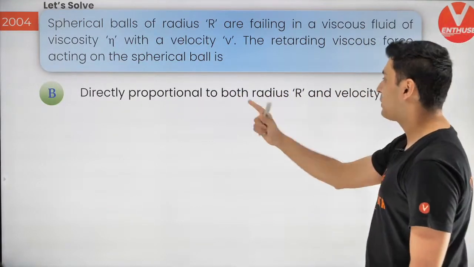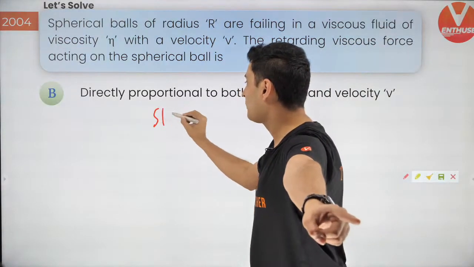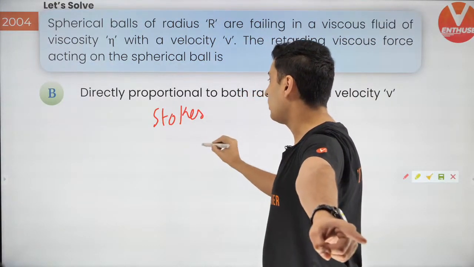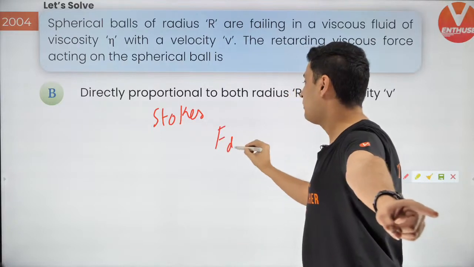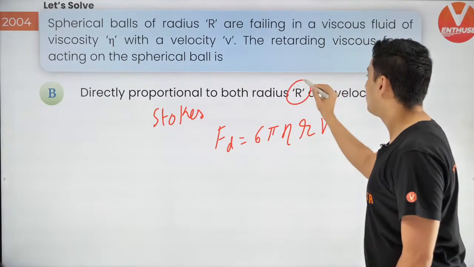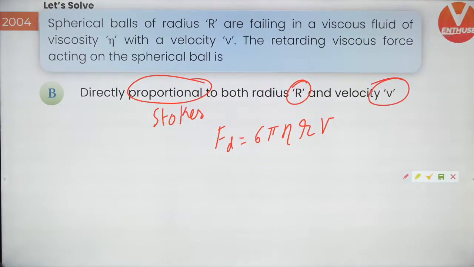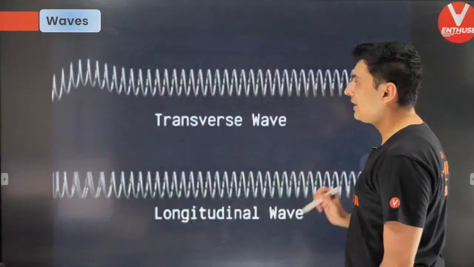The correct answer is directly proportional to both radius and velocity. Direct question based on Stokes' law. And what does it say? The drag force is 6 pi eta r into v. So proportional to radius as well as velocity. Directly proportional. That's option B. Excellent.